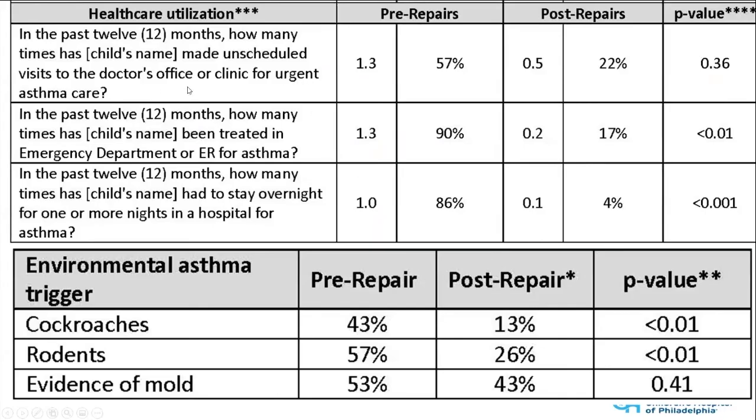And then when you look at healthcare utilization, we looked at urgent care, emergency room visits, and hospitalization. And even in this cohort, we saw a signal. This was not a randomized controlled trial, but if we did pre-post, we saw a signal that these repairs actually reduced hospitalization and emergency room visits. And then we looked at cockroaches, rodents, and evidence of mold, and again saw a substantial reduction post-repair.